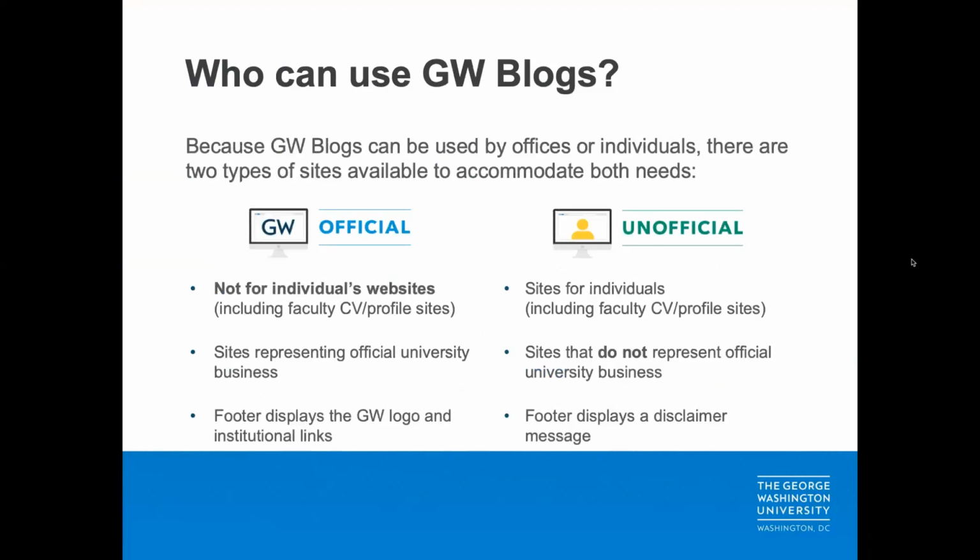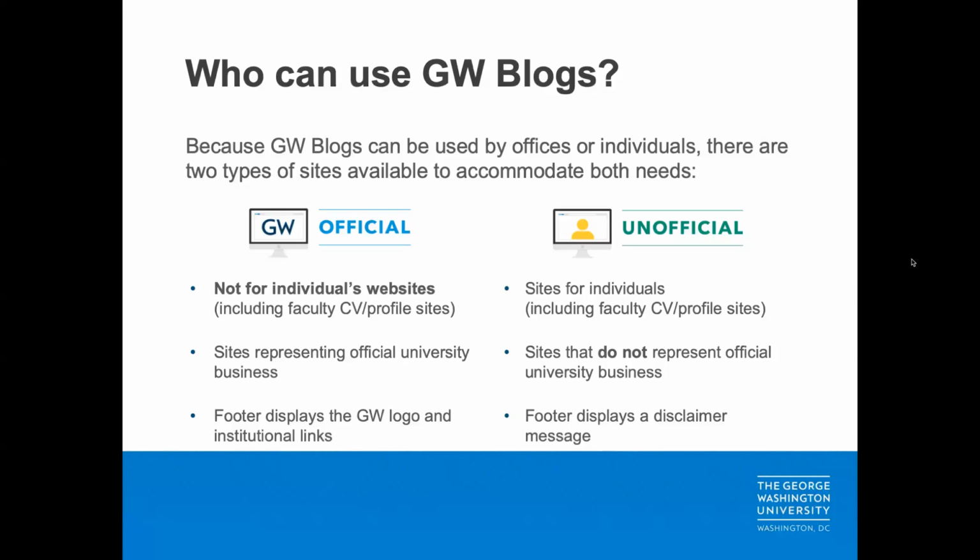So still talking about who can use GW Blogs, as I mentioned before, it's really open to everybody from current faculty, staff, and students to use for personal websites, as well as academic and administrative offices. And because of those two unique use cases, we have two different types of sites. The first one is the official GW Blog sites, and these are the ones that are meant to represent official university business, really at the academic and administrative department level. We do not turn these on for personal websites.